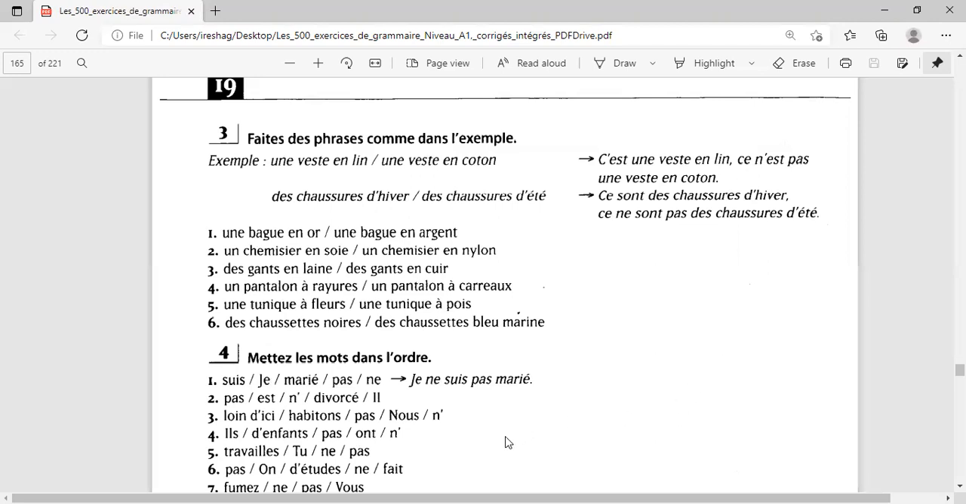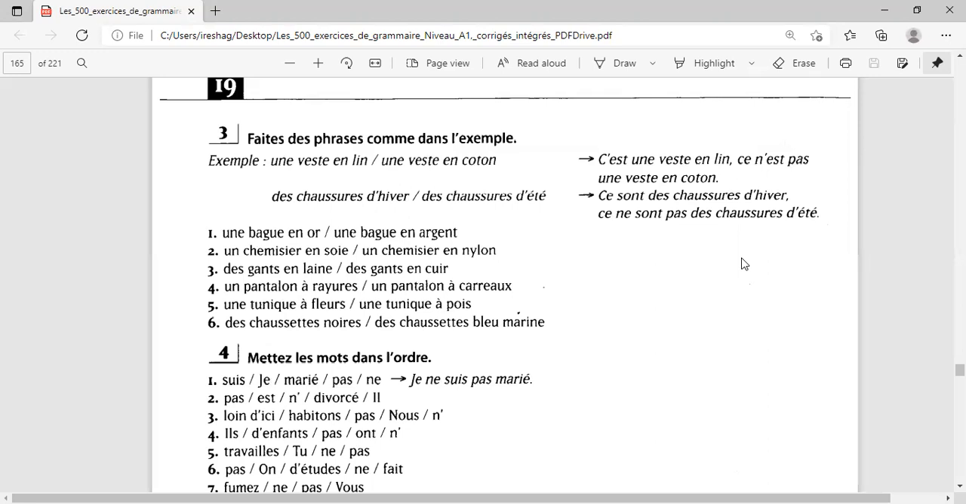Okay. C'est une tunique à fleurs. Ce n'est pas une tunique à pois. A tunic is a long shirt or long blouse. We call it in English a tunic. It's a flowery tunic. It's not a dotted tunic.